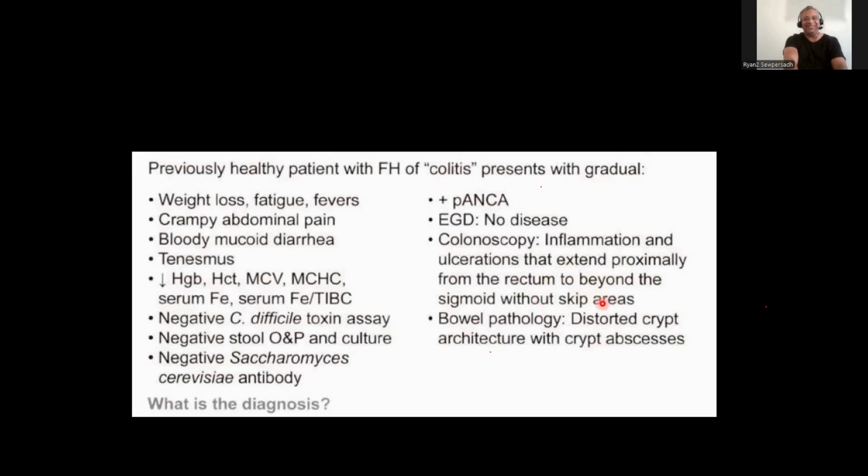Guys, I'm making it very clear here. Bowel pathology shows distorted crypt architecture with crypt abscesses. Can somebody tell me what is this the prototypical exam script for? Anybody type in the chat box, or if you want to unmute yourself, even better.